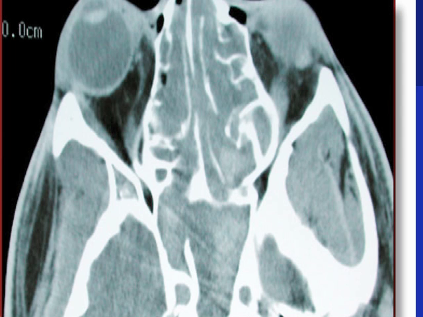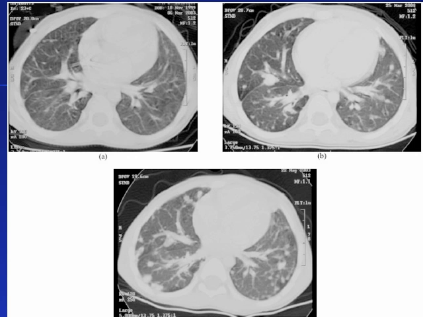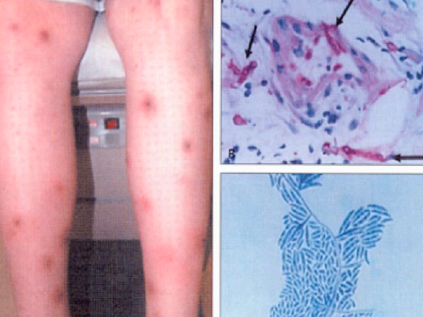You do a CT scan of the sinuses, CT of the chest, and you see all these tiny nodules there. You look at his skin, and this is how it looks. And you take a biopsy, and you look at the smear, and that's what you see. What do you think he has?